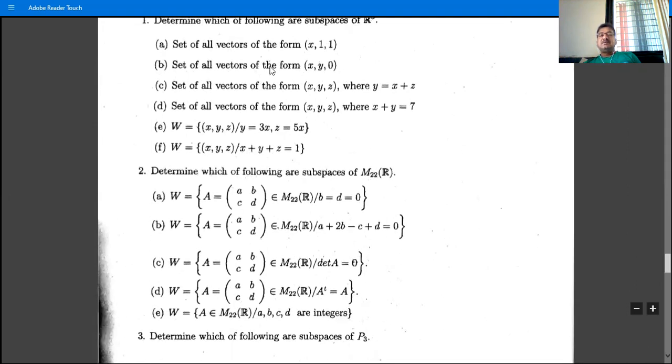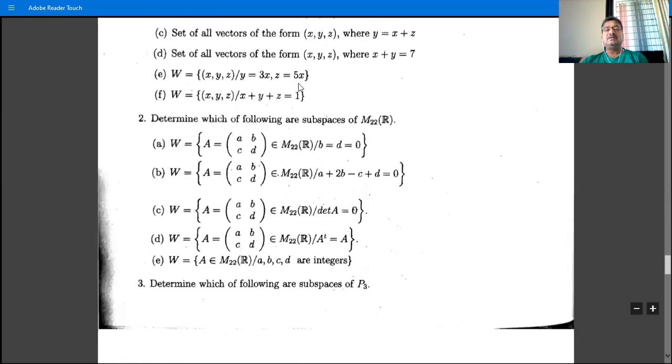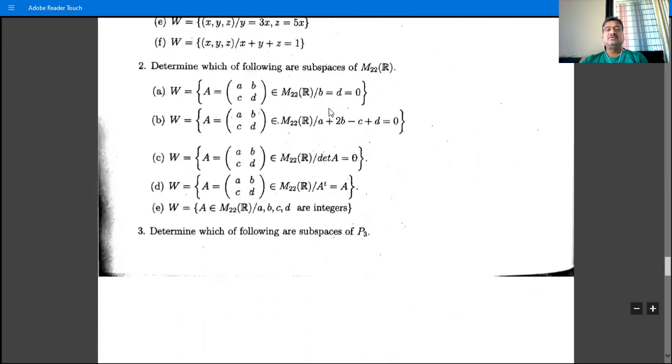This is the second one. B is a subspace. Similarly, this set is a subspace. Y equals x plus z means x minus y plus z equals 0. This is the condition. It is of the form ax plus by plus cz equals 0, and this is a subspace. So x plus y equals 7 is not a subspace. Then y equals 3x and z equals 5x. I think this is not a subspace.